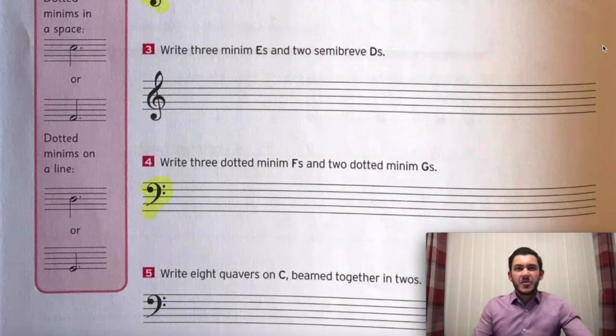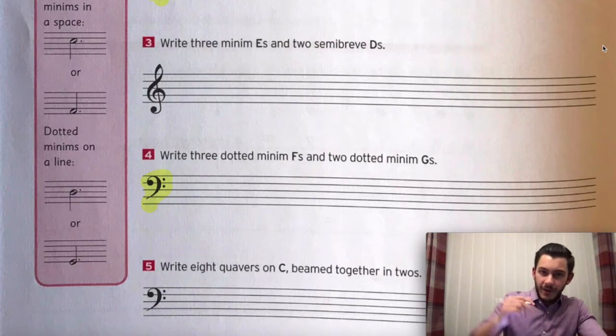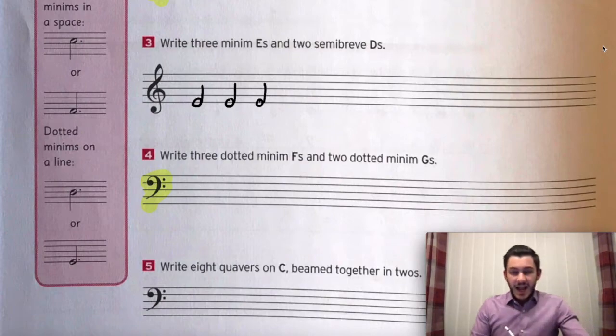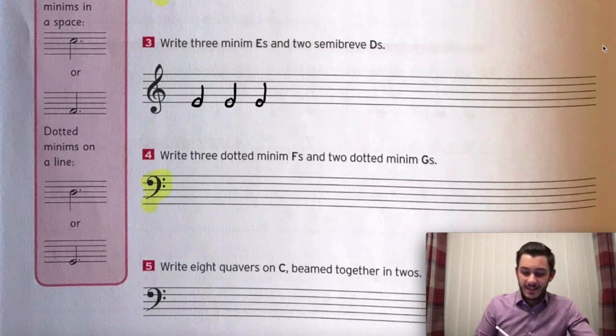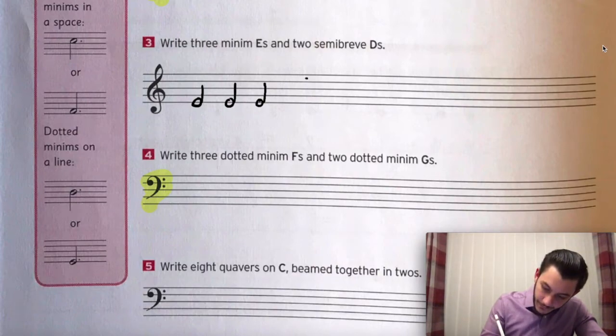The next line, 3 minim Es and 2 semibreve Ds. So I know every good boy deserves football. So E as a minim, we're going to draw 3 of them. Uncoloured note head with a stem. And then 2 semibreve Ds. Well, there's 2 Ds on the stave. We could either do a semibreve up here, or we could do a semibreve here.